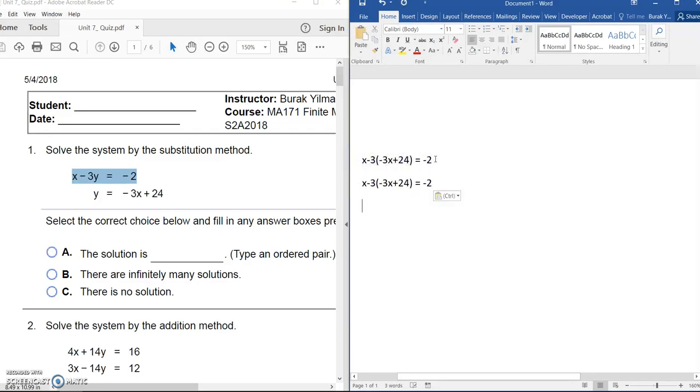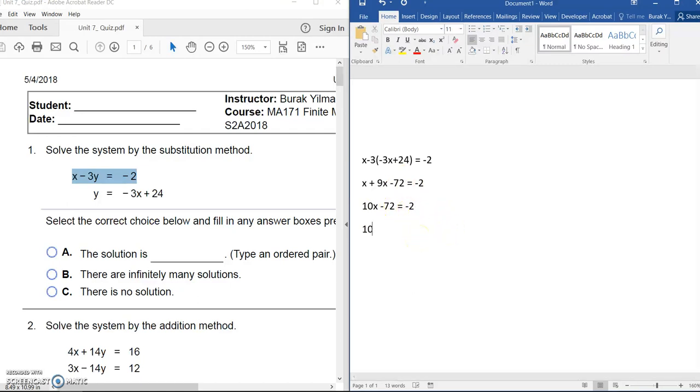So that would mean negative 3 times negative 3x would turn positive 9x, and then negative 3 times 24 would turn negative 72. So here we can just combine the like terms, 9x plus 9x, that just makes 10x minus 72 equals negative 2. And then here I would add 72 to both sides, right?